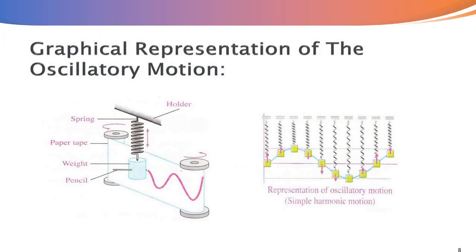The graphical representation of the oscillatory motion can be represented like in the following activity. Try to make a device like this using a spring, weight, holder, and a pencil. The pencil will draw the shape of the oscillatory motion on the paper tab as shown, and the motion of the weight, which is called simple harmonic motion, is considered the simplest form of the oscillatory motion. So the graph will be like this.